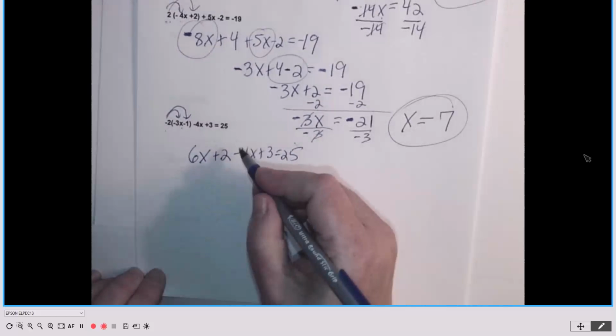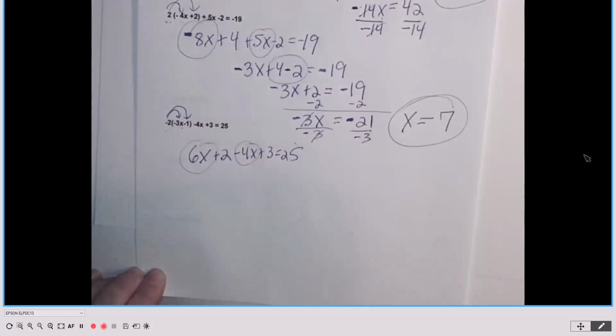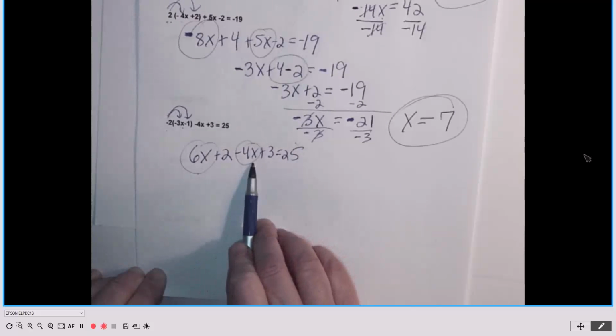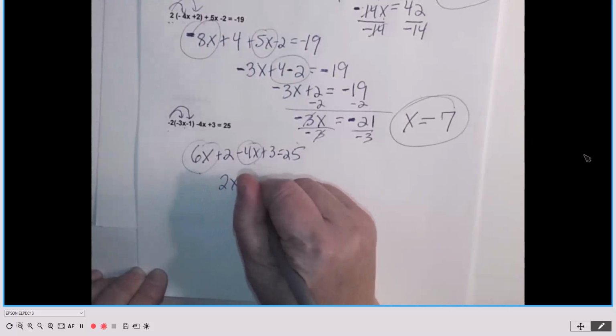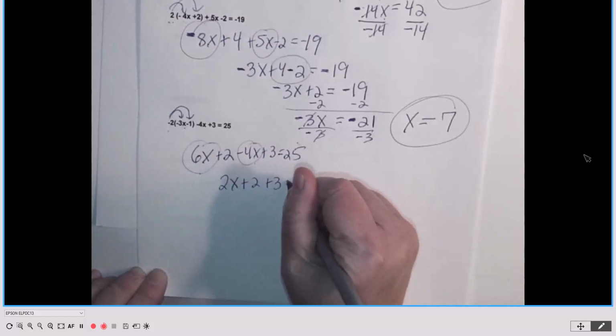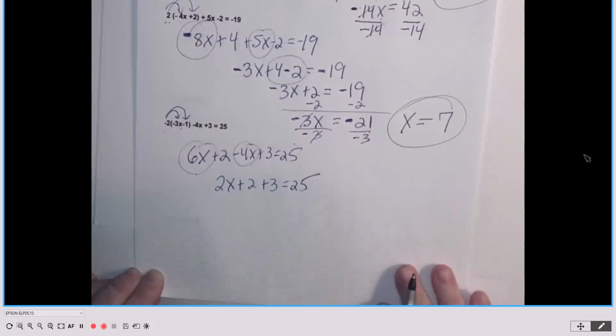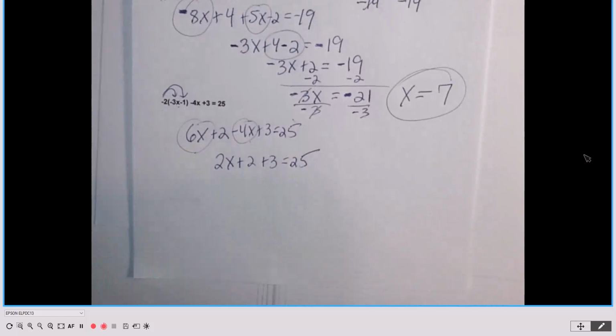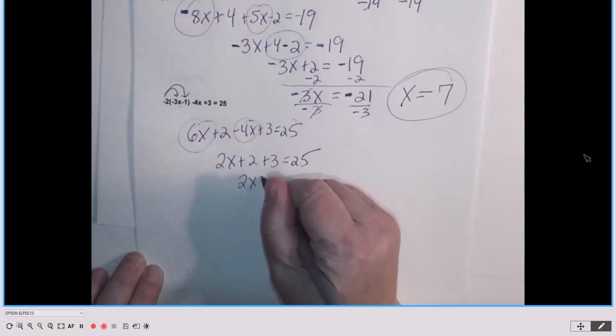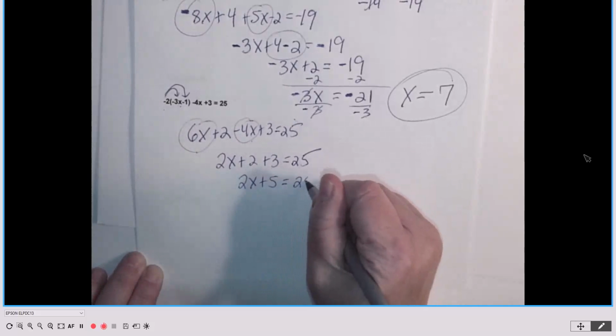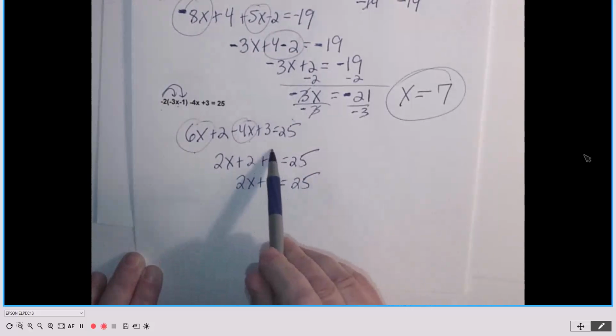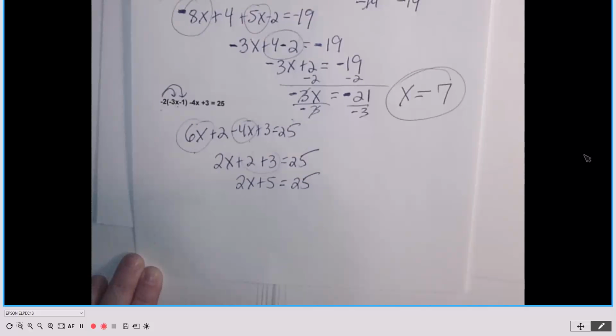All right, I'm going to combine like terms. As I said, I like to combine my variables first. So a 6x minus 4x gives me a 2x. And I'm going to rewrite the rest of the problems so I can slowly get the answers. There's a lot of math steps in here, but they're not hard math steps, but they're easy to make small errors. All right, so this becomes 2x plus 5 is equal to 25 because I combined those terms.